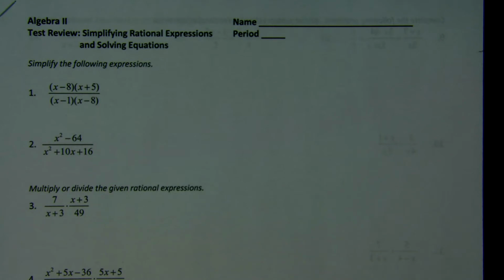All right, guys, we are simplifying rational expressions and solving rational equations. And this is the test review for that test. The first couple problems just want us to simplify the expression. So they are only asking you to cross out common factors and rewrite the expression in simplified form. And so what we're looking for is exactly the same thing on the top and the bottom.